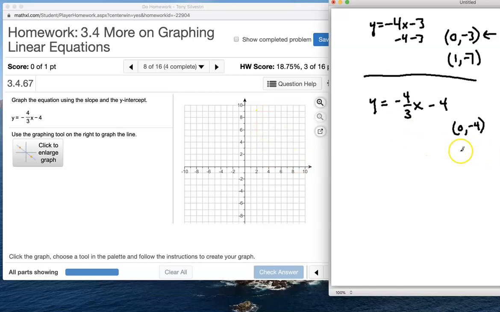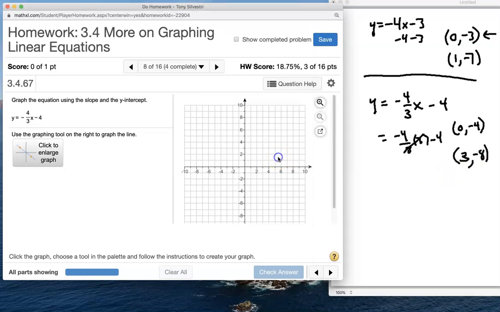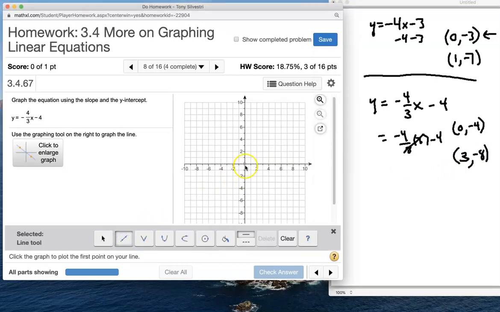So what you got to do is pick a value of x that's the same thing as the denominator. Make it 3. X is 3. And when we do that, -4/3 times 3 minus 4. See, the 3's cancel, leaves you -4. Minus 4 is -8. Yay, we got those 2 points. Let's plot them and go on to the next problem. Right here. 0, -4, boom.